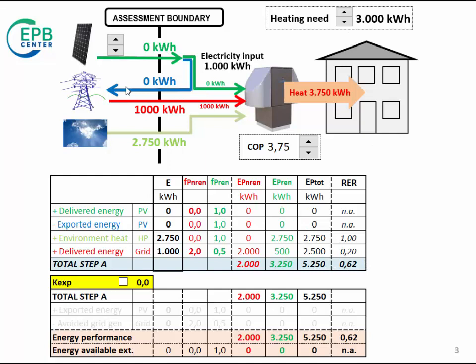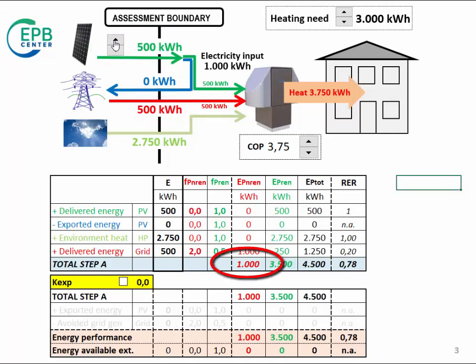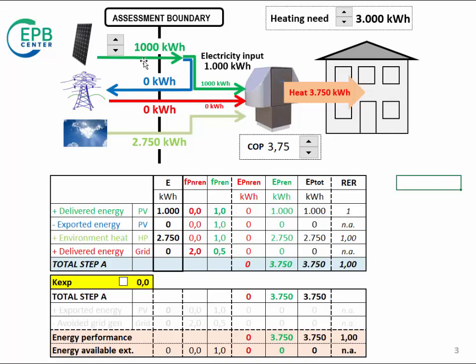Now let's simulate a higher contribution by PV production. Of course, the grid contribution will decrease, so the non-renewable primary energy use will decrease, and the renewable primary energy use will increase, up to the point where PV is providing the whole electricity input for the heat pump. So there is no contribution from the grid, and the renewable energy ratio is 1 because there is only delivered energy from PV and heat captured from the environment.